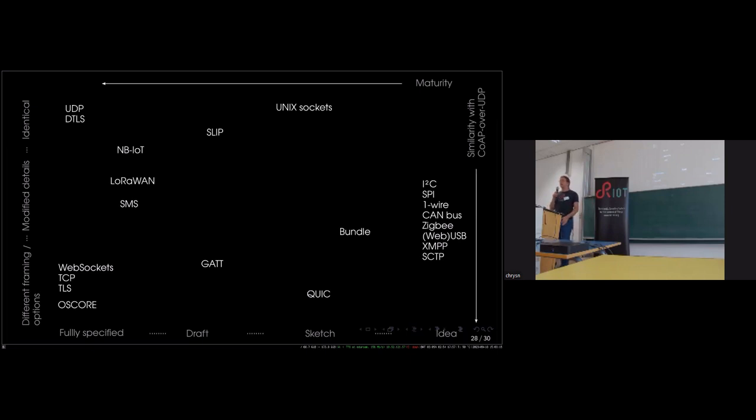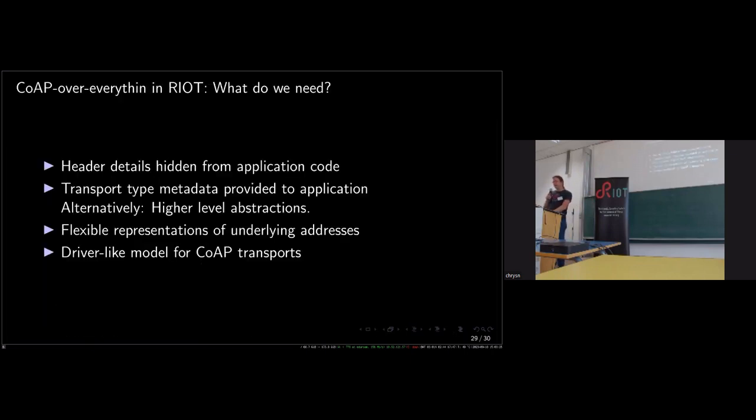And I would be very glad to review that because it's a bit of a pet peeve of mine that not all CoAP transports would necessarily need to have a token, and that would be a great example. So on the right side, what would we need to get there?